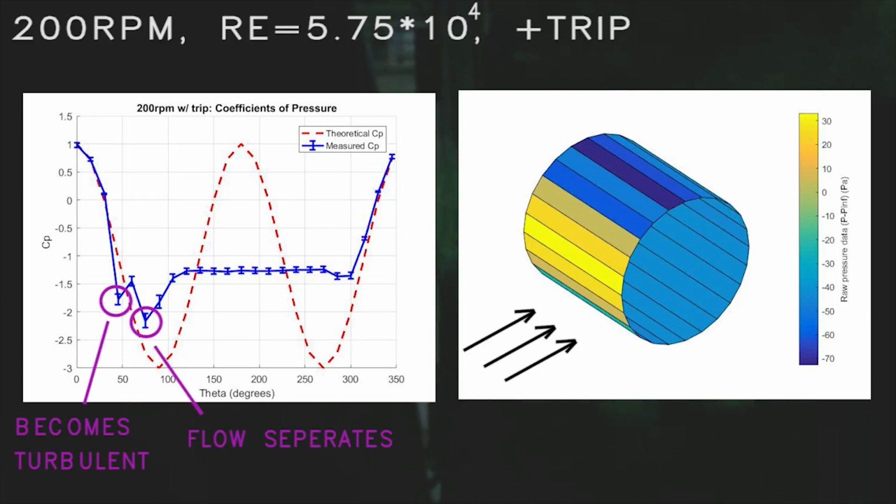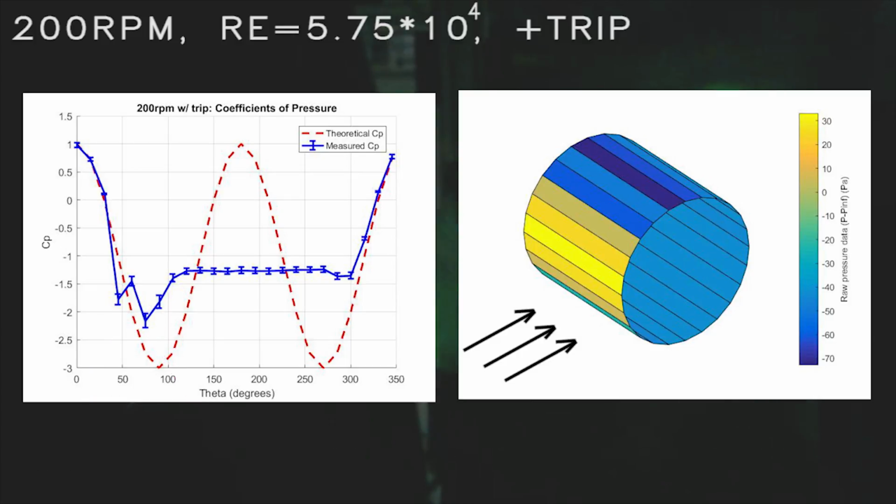Looking at the coefficient of pressure plot, we see flow becomes turbulent around 40 degrees, right where the trip strip is, and then separates around 75 to 80 degrees. The cylinder plot shows how the vacuum pressure behind the cylinder is distinctly less than the previous run without a trip strip.